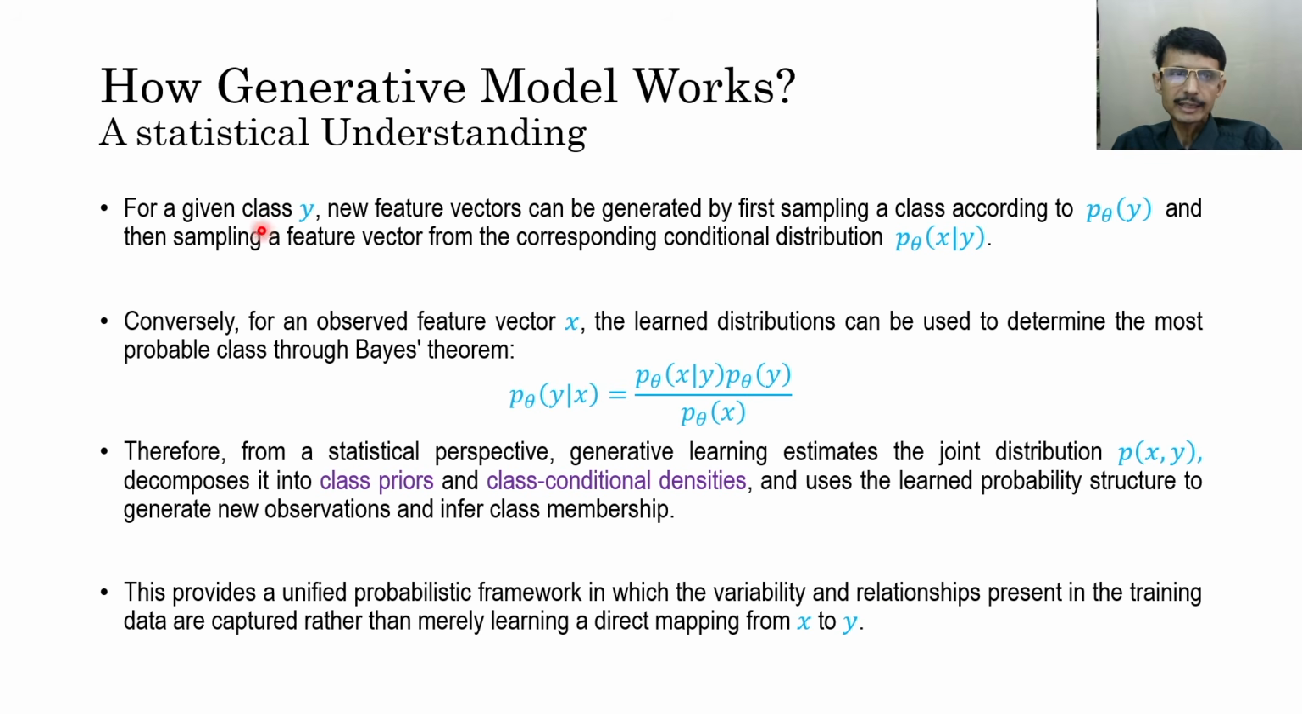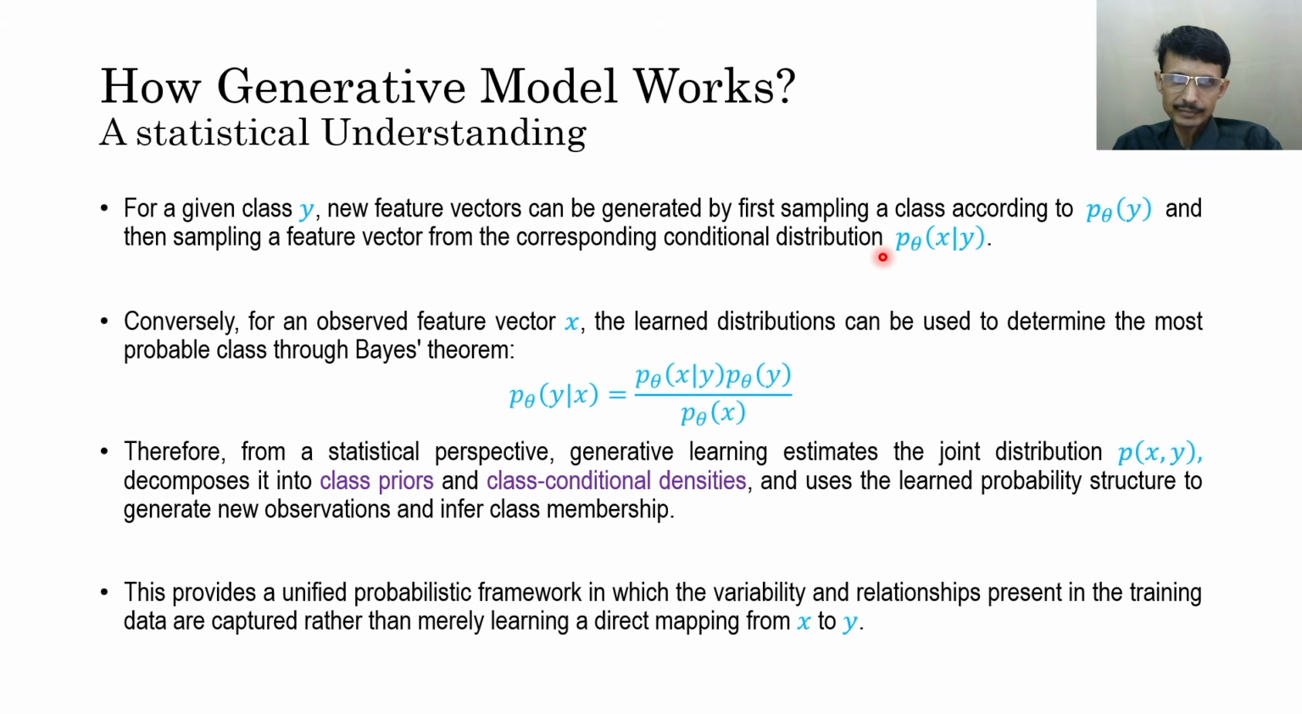Here, for a given class y, a new feature vector can be generated by first sampling a class according to p theta y, because this is the class prior probability, and then sampling a feature vector from the corresponding conditional distribution. Because we know p theta y, what are the feature distributions?